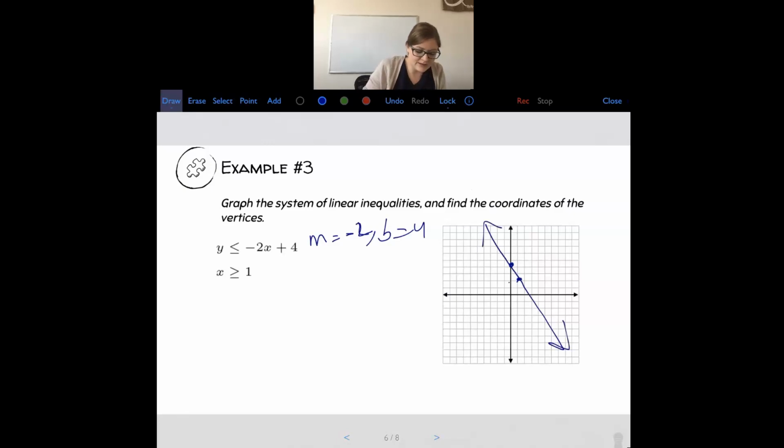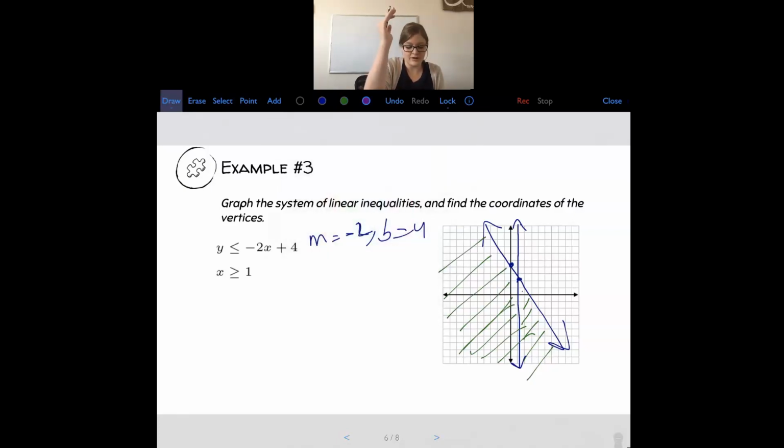And then x greater than or equal to 1. Remember, x equals a number is an equation of a vertical line. Okay, so I have a vertical line at x equals 1. For the top equation, oh, I should have done those in different colors. For y less than or equal to negative 2x plus 4, we shade below. And then for x greater than or equal to 1, let me do this in a different color.